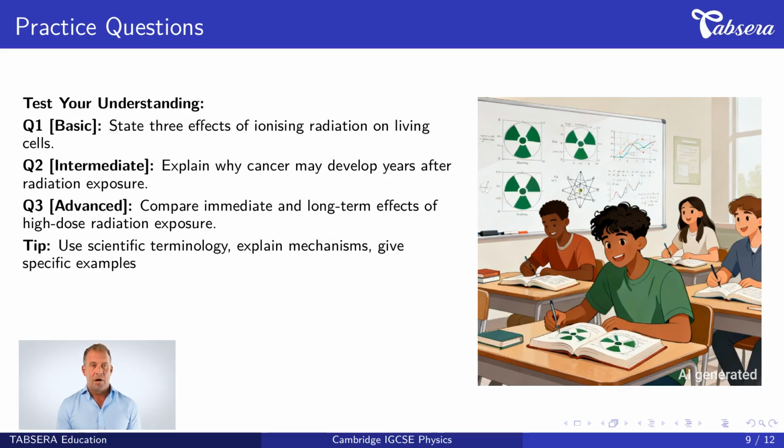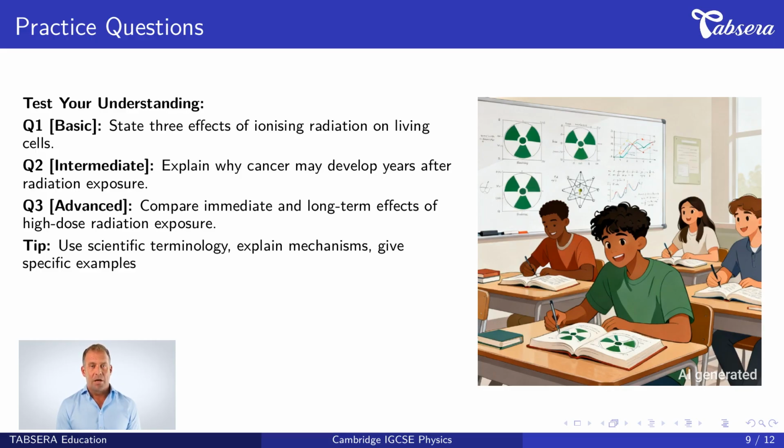Now practice what you've learned with these 3 questions. Question 1 is basic level. It asks, state 3 effects of ionizing radiation on living cells. Think about the different ways radiation damages cellular components and functions. Question 2 is intermediate level. It states, explain why cancer may develop years after radiation exposure.